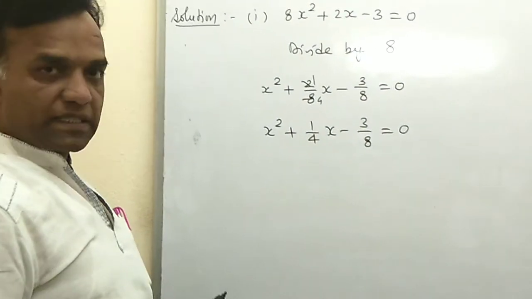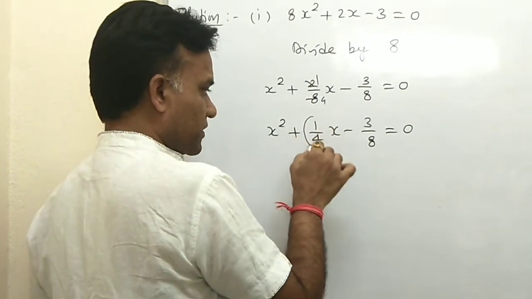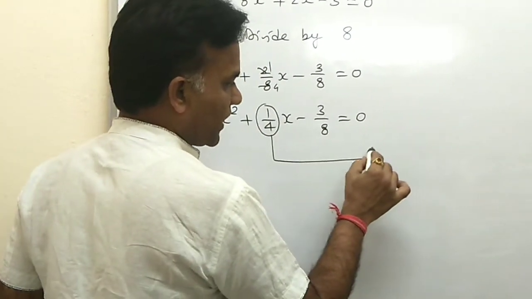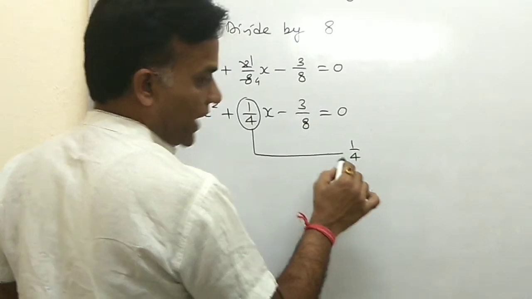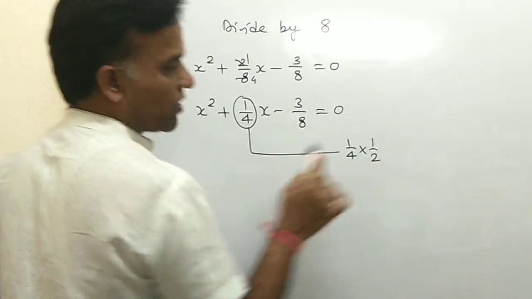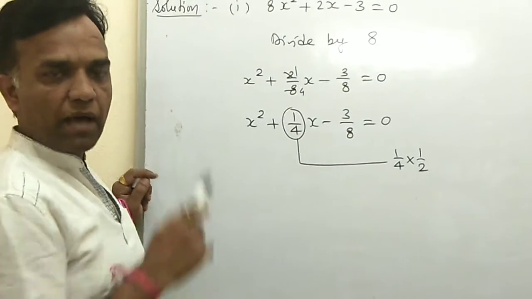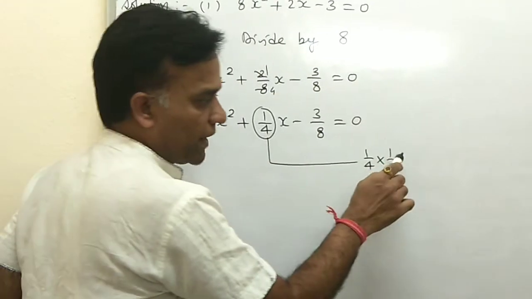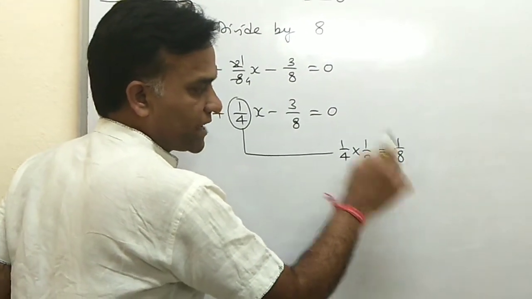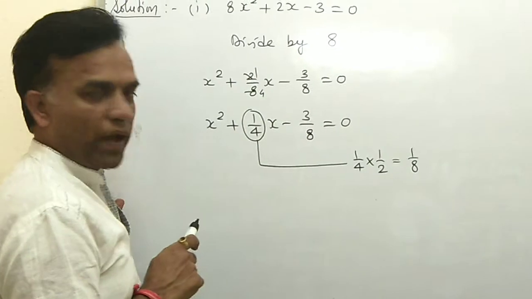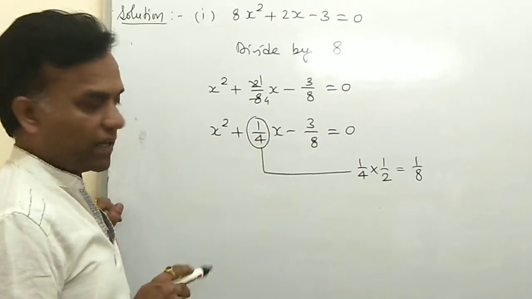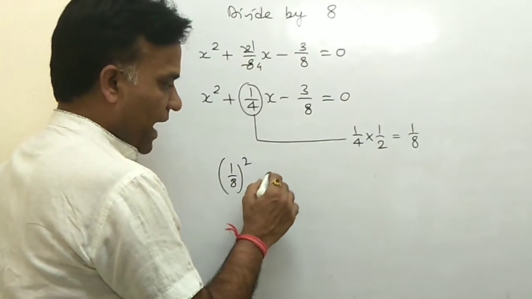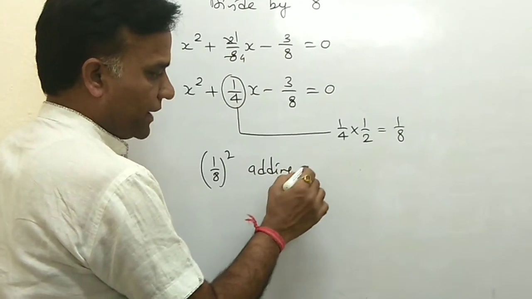Now the second concept: you bring out the coefficient of x and write it outside. The value is 1 by 4 and that value you multiply by 1 by 2, because after dividing by the coefficient of x square, you take the coefficient of x and multiply it by 1 by 2. The resulting term is 1 by 8. The square of this term we add and subtract in the given equation. So 1 by 8, first you take the square, and then add and subtract.